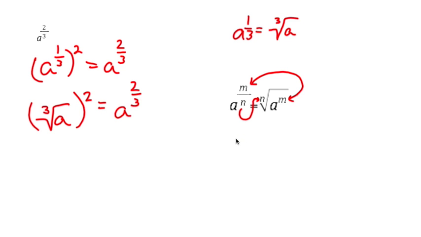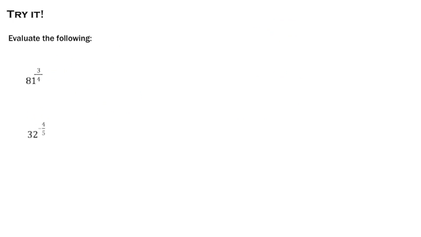Seems a little confusing, so maybe we should look at an example. So I'm going to evaluate 81 to the 3/4. So one way I could do this is to write this as the 4th root of 81 raised to the 3rd power. So the 4th root of 81 I know is going to be 3, because 3 times 3 times 3 times 3 is 81. So then that's 3 to the 3rd power. My answer then is 27. Now it makes sense that it's 27 because it should be lower than 81 since the exponent is lower than 1.